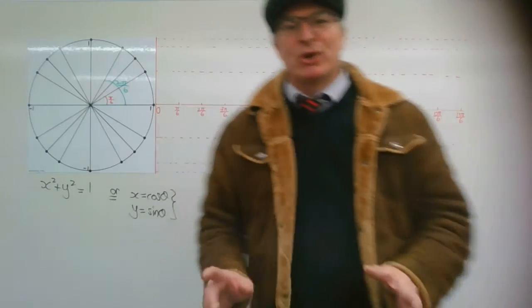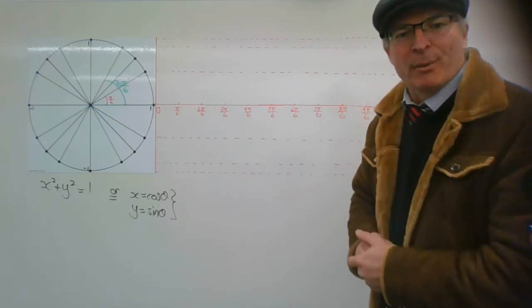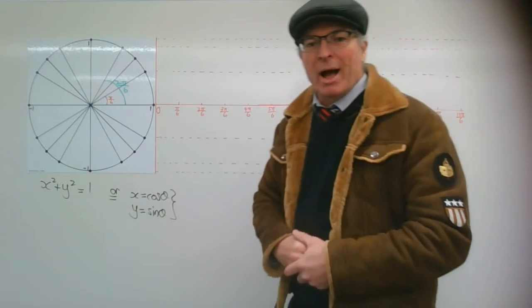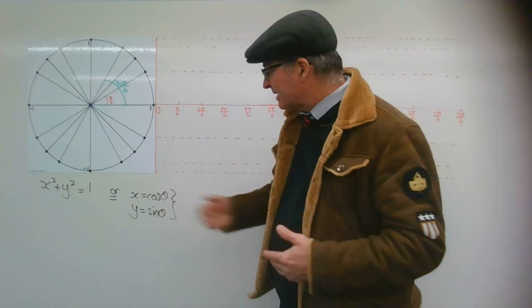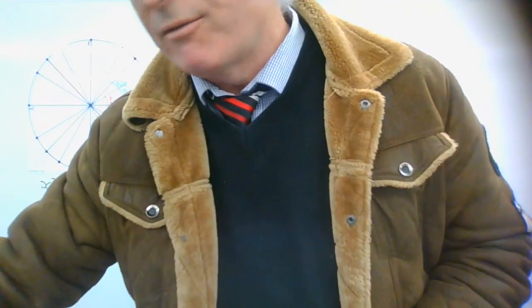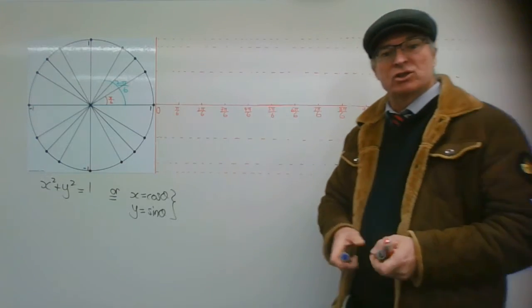So we're familiar with the unit circle. We've done this in trigonometry before. x squared plus y squared equals 1, or written parametrically, x equals cos theta, y equals sine theta. And we can develop our graphs from the unit circle.